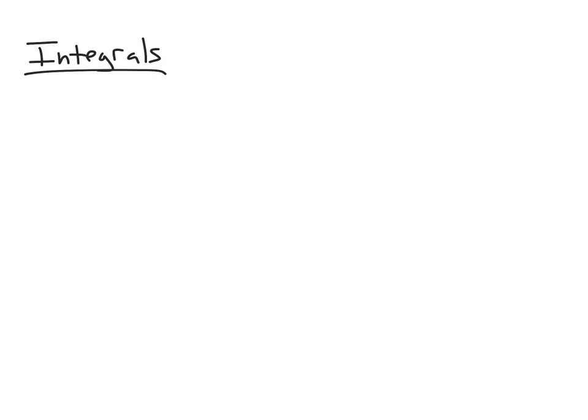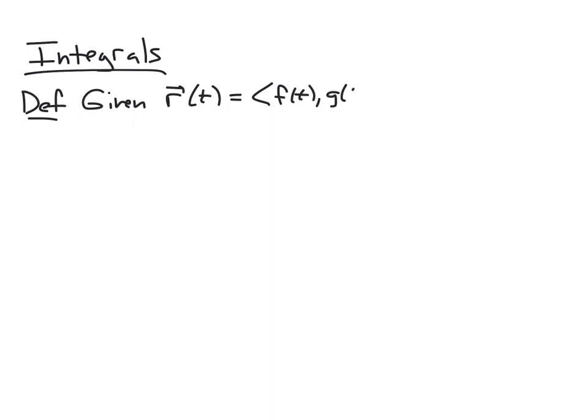In this video, we're going to discuss definite and indefinite integrals of vector functions. So we're going to start by defining them, and then we'll look at a couple examples. So if we're given a vector function r of t with components f, g, and h as usual, we'll start by defining the indefinite integral.